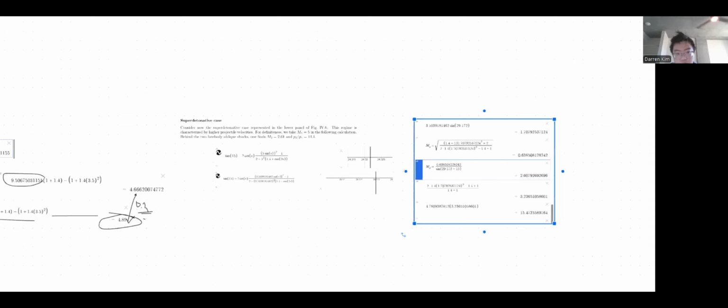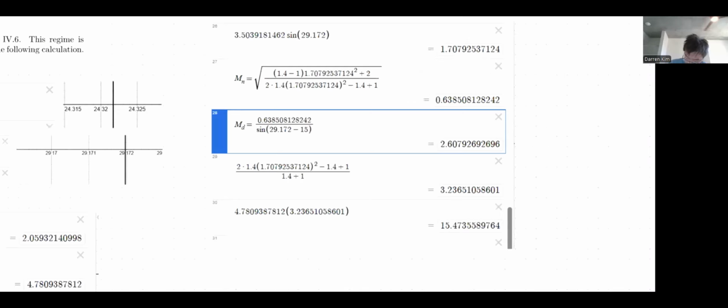So you can see the answers over here is what I get. So 2.6, that's what the professor gets. So this Mach 2 is definitely correct. Now this is P2 over P1, which they claim to be 14, but I get 15. This time I made sure of the decimal point correctness, so I think it's a rounding issue.